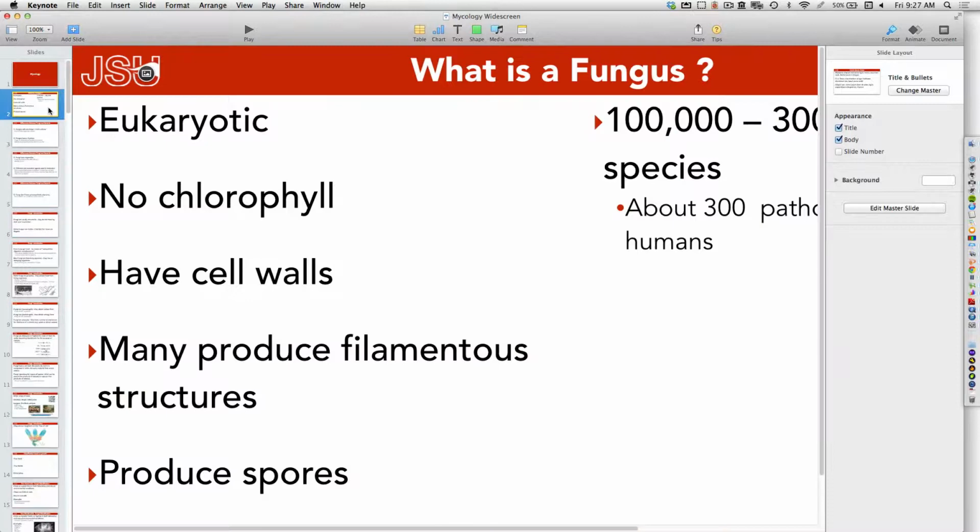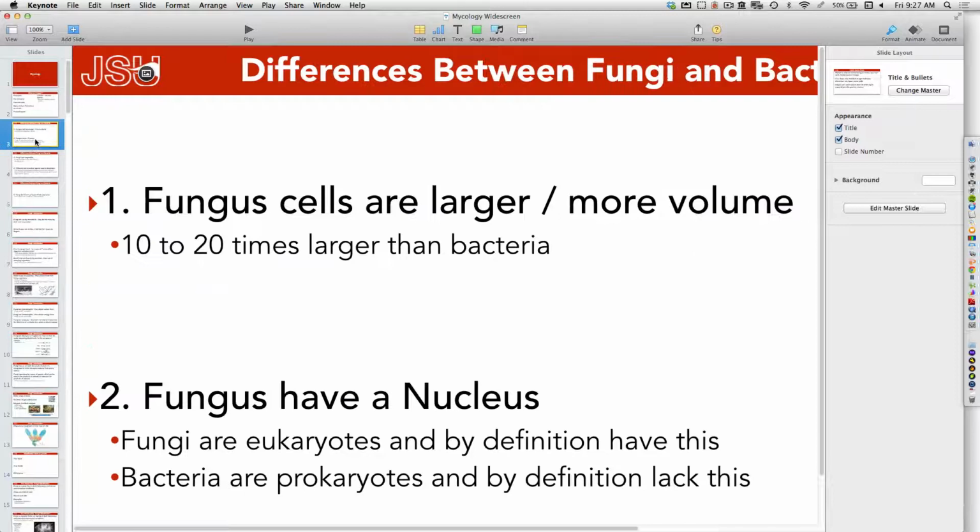We just go to the differences here. Fungi are larger, right? Eukaryotic cells have to have organelles. They are, of course, larger.